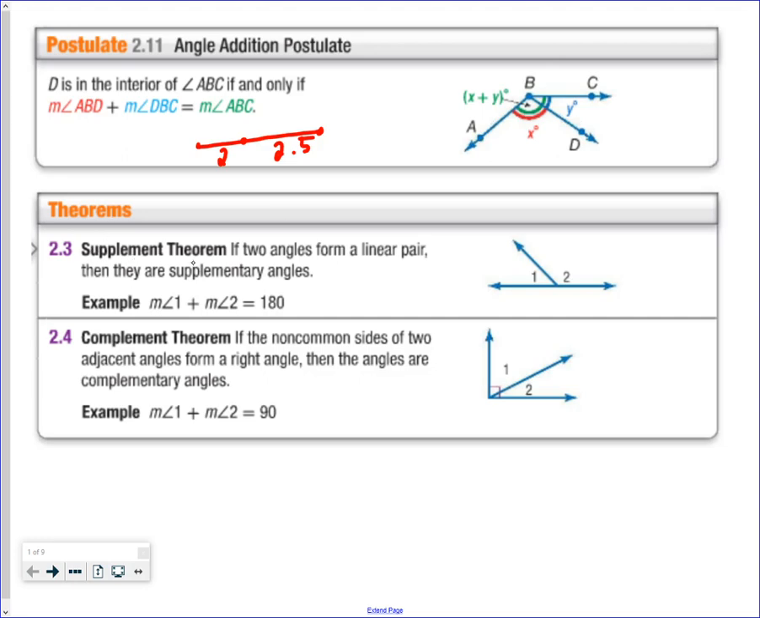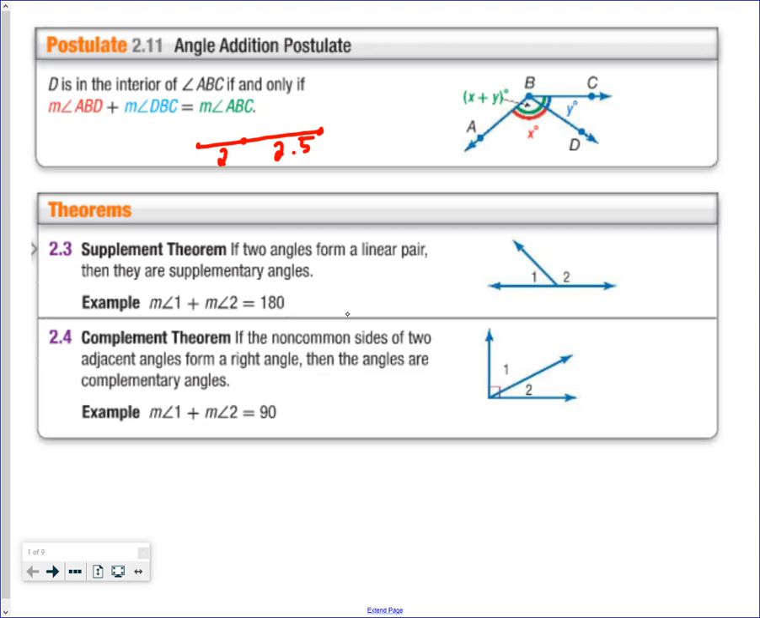Theorem 2.3, supplement theorem. Anytime you hear the word supplement or supplementary, what are you going to think every time? Something about 180, right? So this one says, if two angles form a linear pair, what's a linear pair? A line, right? If two angles form a linear pair, then they are supplementary angles. You've known this for forever. But the reason we're talking about it is if we had to justify a step, this would be the justification, okay? So they're telling us that angle 1 and angle 2 are obviously a linear pair. They look like a line, right? So that means measure of angle 1 plus measure of angle 2 is 180 degrees. But you guys already knew that, right?